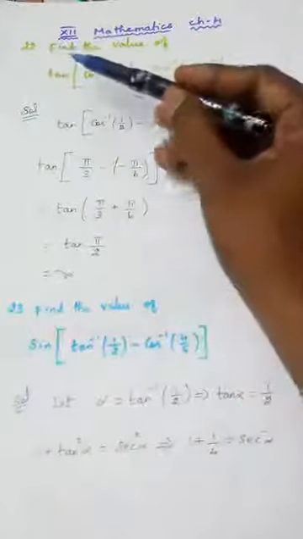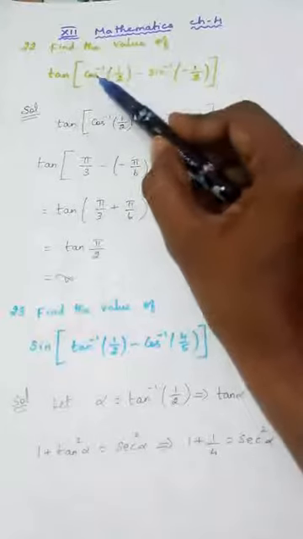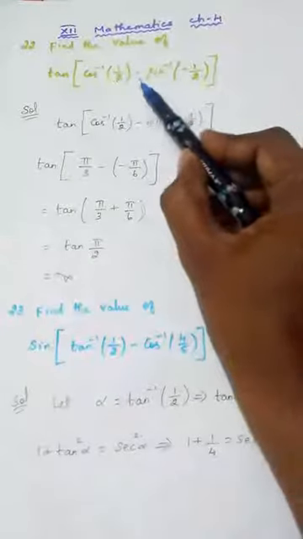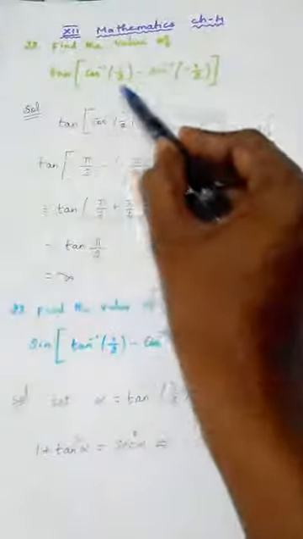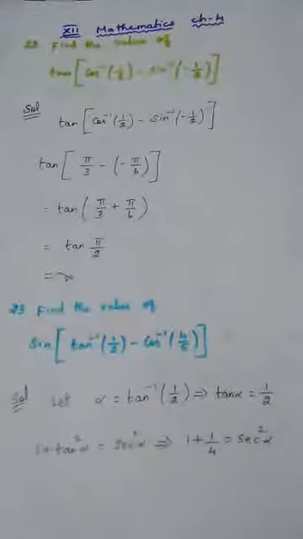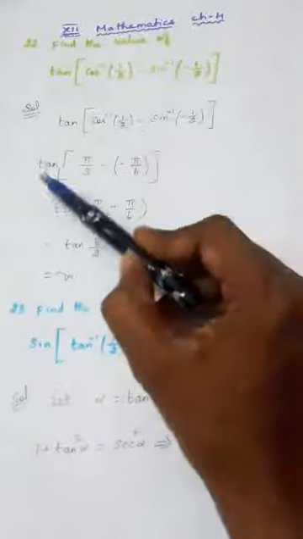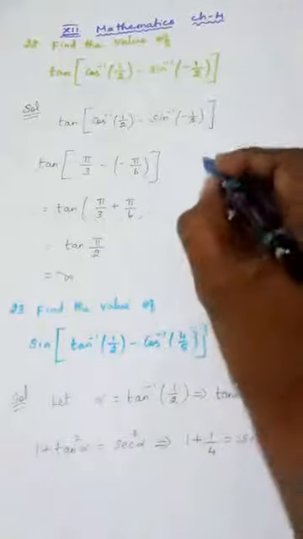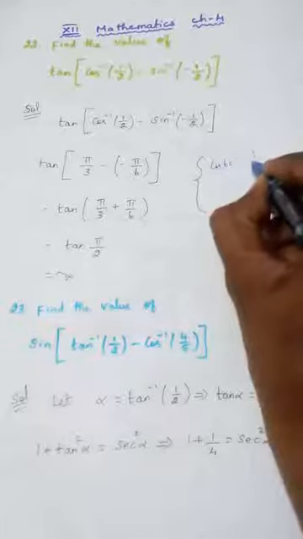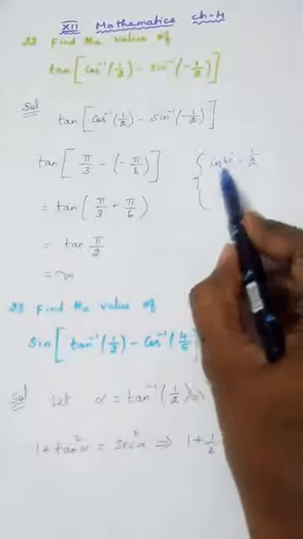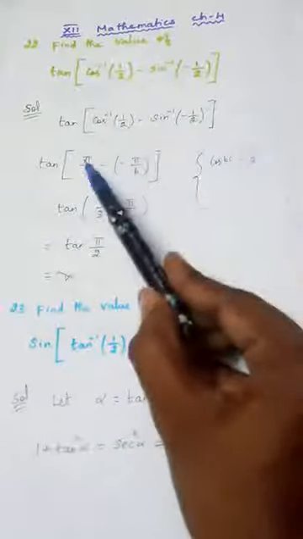Problem number 22. Find the value of tan of cos inverse 1 by 2 minus sin inverse of minus 1 by 2. We need to find the value of this expression. First, the question is written here: tan of cos inverse 1 by 2. In the rough column, I will write the values. Cos 60 degree, the answer is 1 by 2, right? We know this. Therefore, cos inverse 1 by 2 is 60 degree.